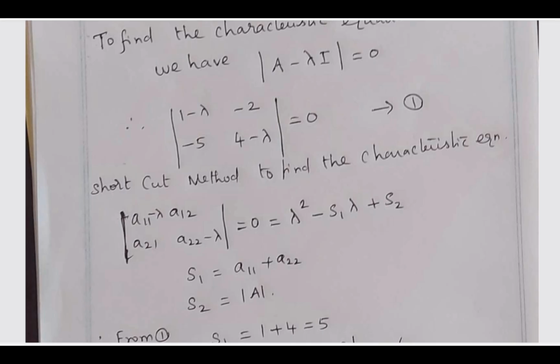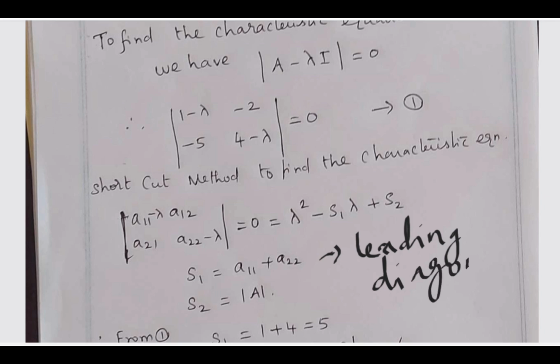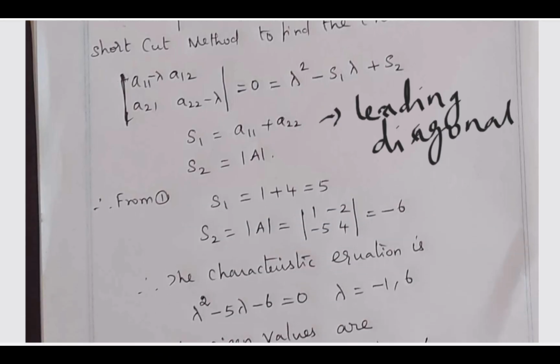Your S1 is nothing but the sum of the leading diagonal elements, so you just have to add your leading diagonal elements, and your S2 is nothing but the determinant value. Now by using the given matrix, S1 is equal to 1 plus 4, which is equal to 5, and S2 is the determinant 1, minus 2, minus 5, 4, which is equal to minus 6.